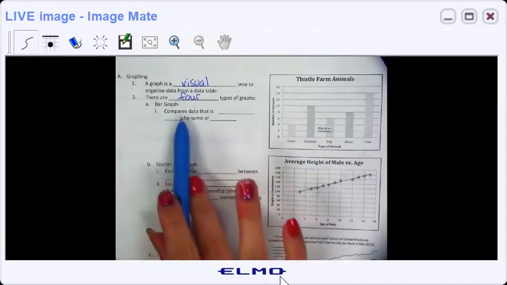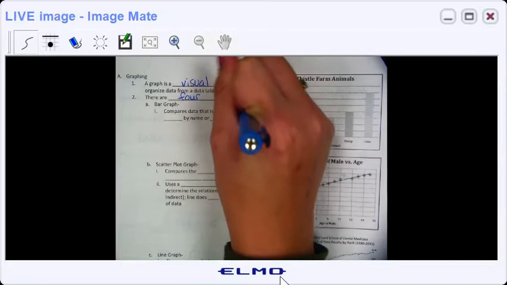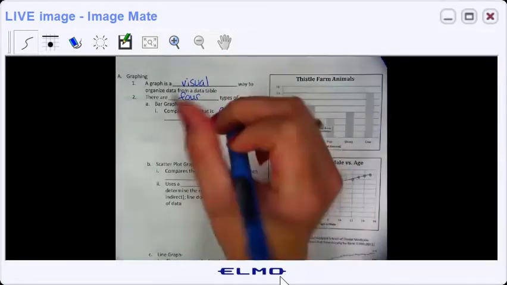So a bar graph compares data that is grouped by name or category.